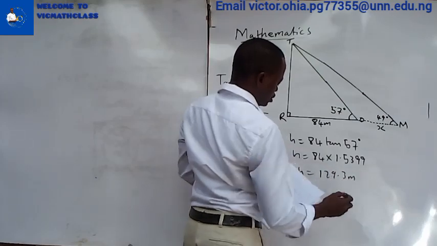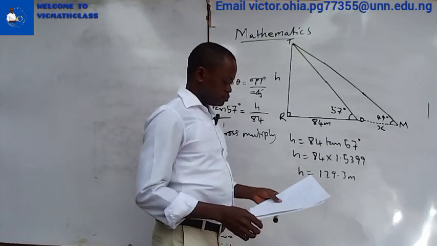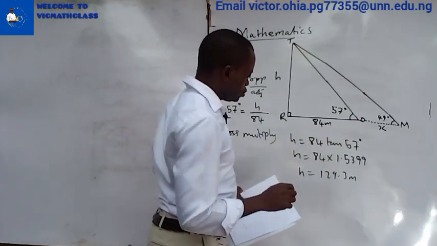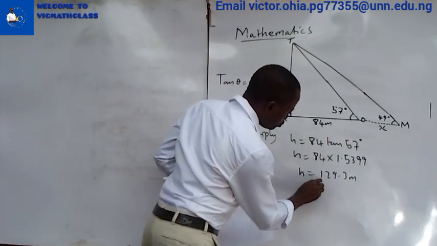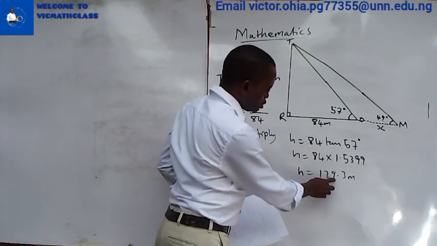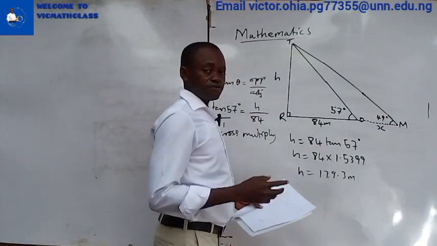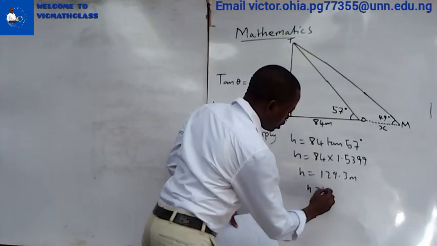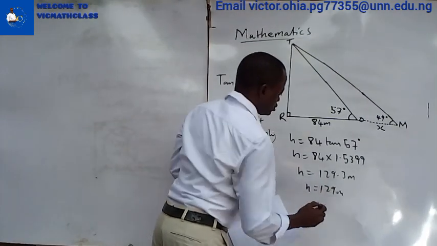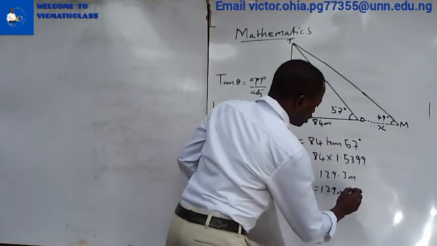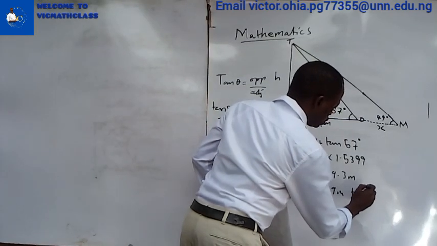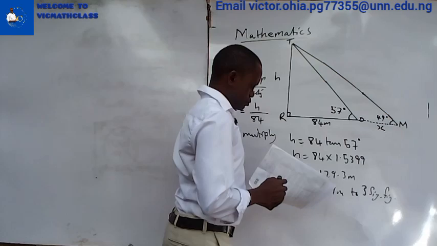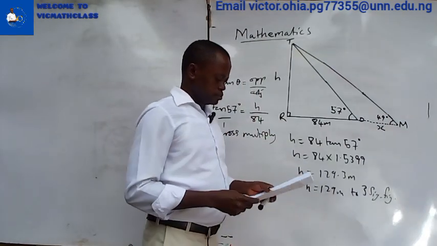h is 129.3 meters. But they say to three significant figures. That's the instruction. So to three significant figures, we count the significant figures 1, 2, 3. The next number is not up to half of 10, so you round it off and write that h is 129 meters, to three significant figures. Okay, and you get your full mark.